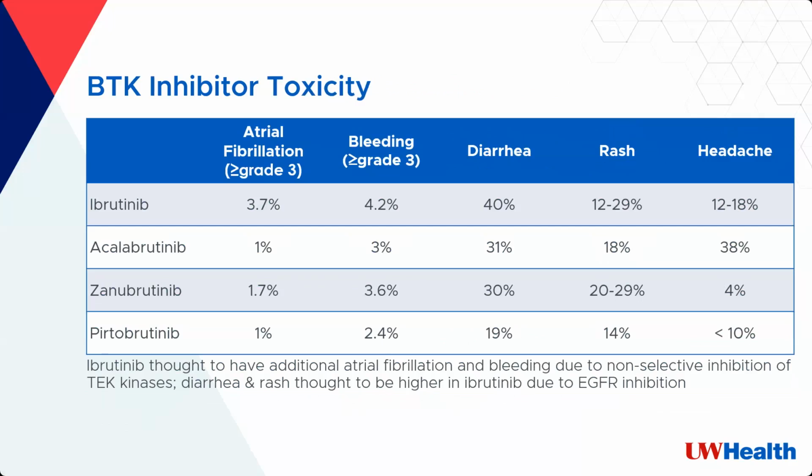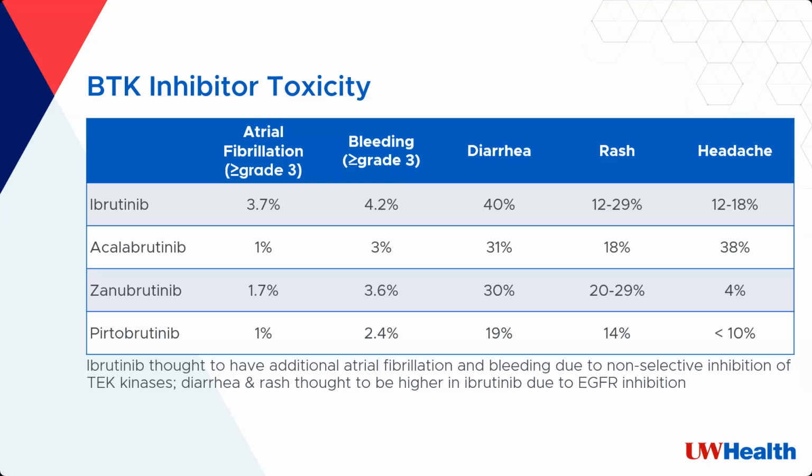So this slide here shows some of the adverse effects of interest for BTK inhibitors. Not shown are infection and myelosuppression, which can occur with all the BTKs. Adverse effects rates listed here are not from head-to-head trials, so just keep that in mind when comparing between agents. In general, we consider ibrutinib to have the most side effects due to those off-target effects, while pirtobrutinib appears to have the best tolerability that we've seen so far from the phase 1-2 studies.